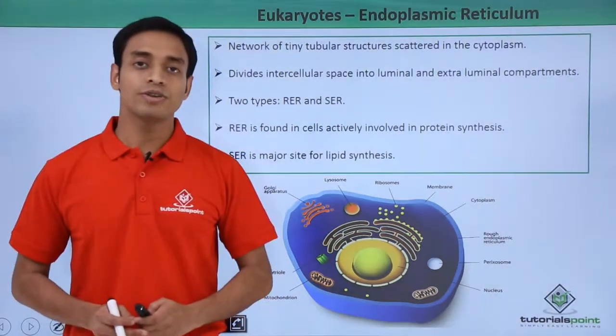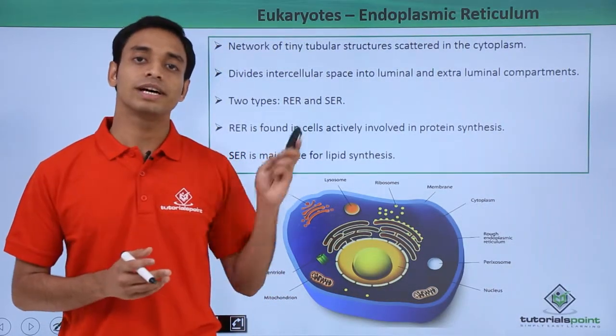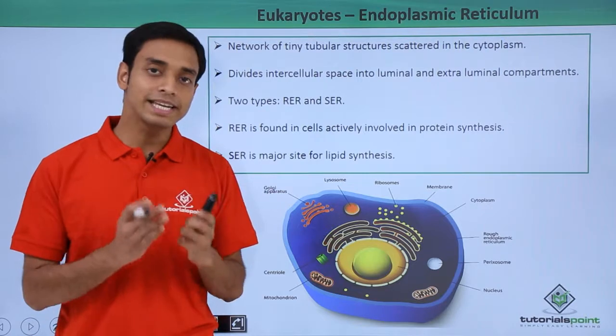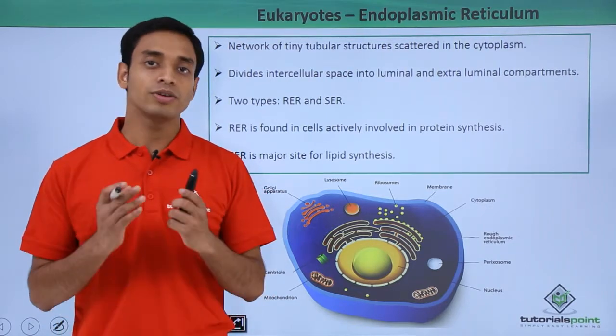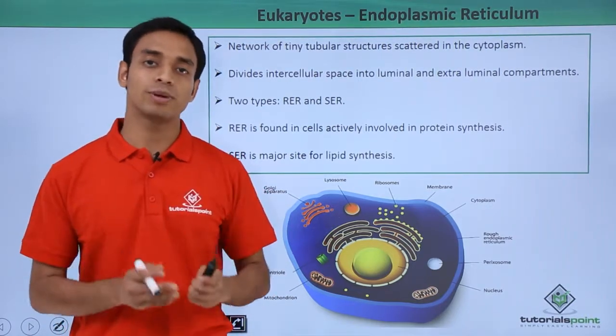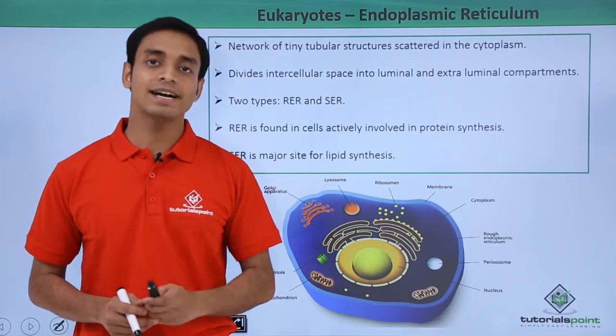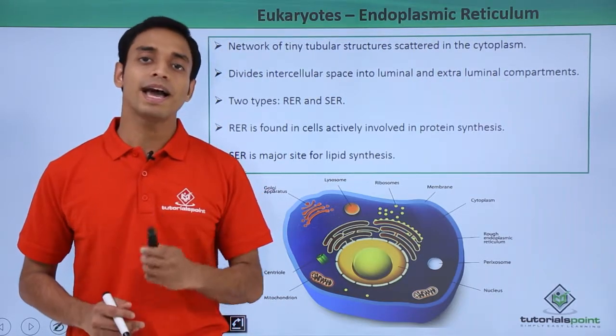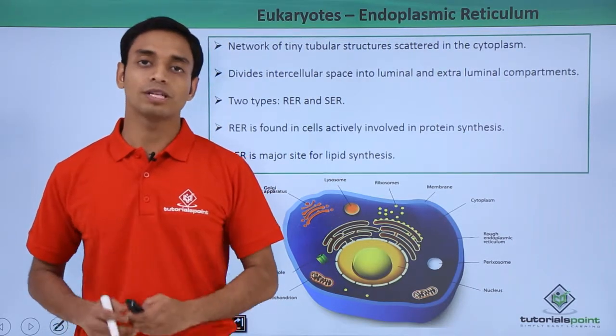So in this video, we have talked about an organelle of the eukaryotic cells, which is the ER, or the endoplasmic reticulum. We have discussed the two forms of the endoplasmic reticulum, that is SER, smooth endoplasmic reticulum, and RER, that is rough endoplasmic reticulum.